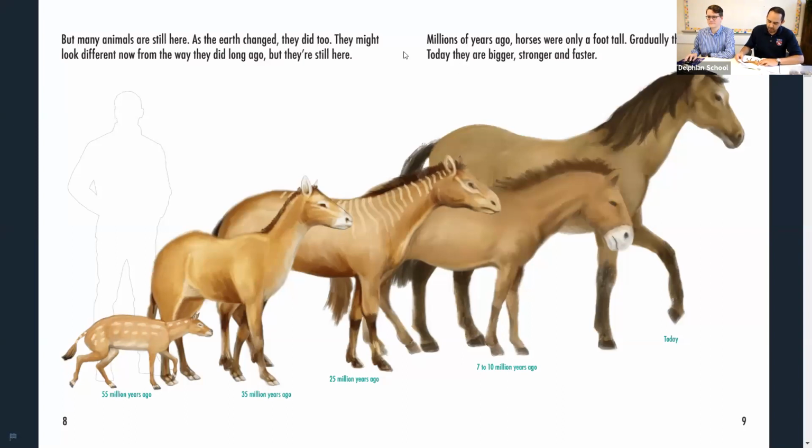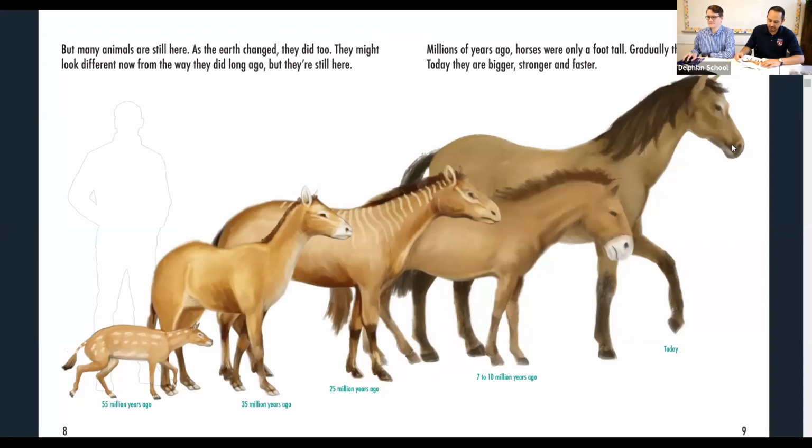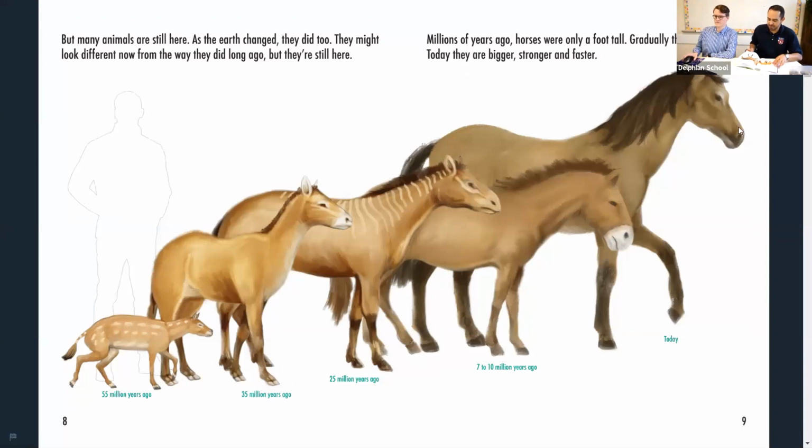Millions of years ago, horses were only a foot tall. Gradually, they changed. Today, they are bigger, stronger, and faster. Those are some big changes, huh? Look at that. So over there on the left of the screen, that was a horse 55 million years ago. That was a horse. It's the size of a dog. Wow. And now we can ride them. Yeah, it has some spots that kind of look like a deer, huh?